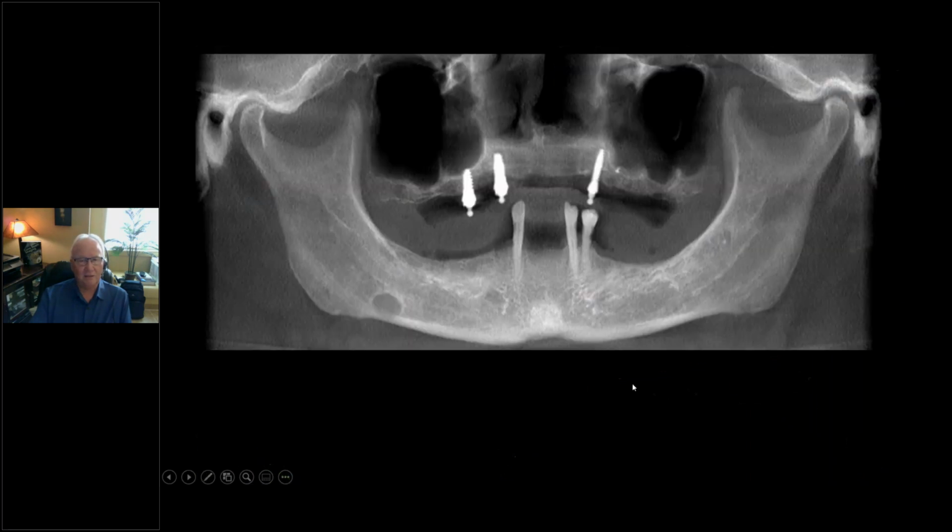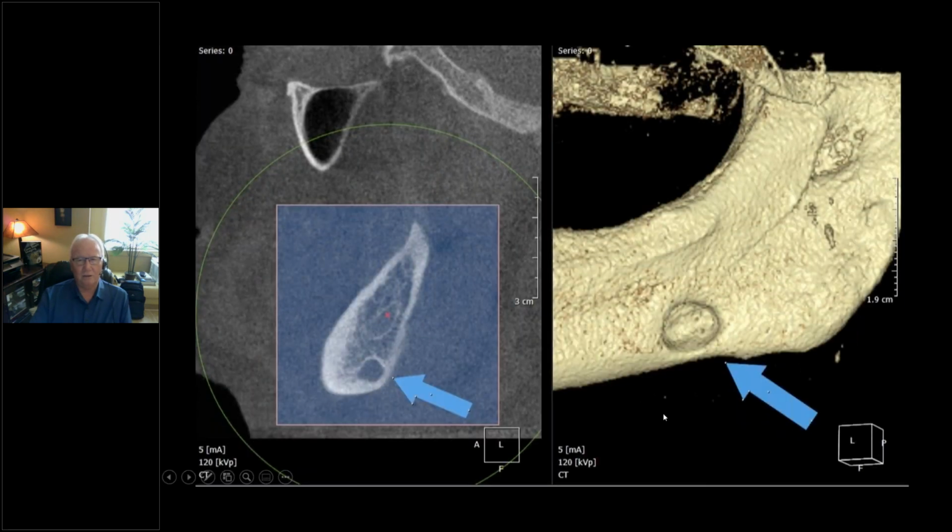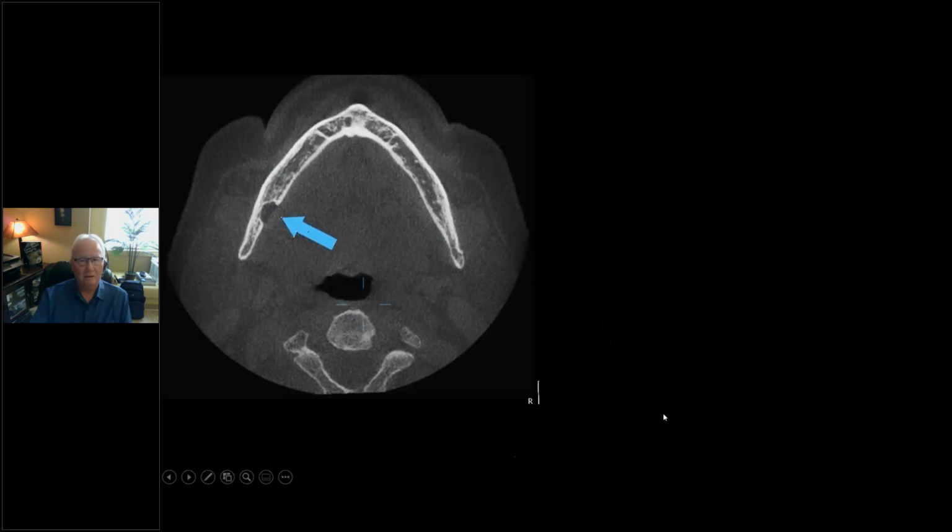But how easy is it? You scratch your head, come up with a differential, think about biopsy or sending for biopsy, and then you go, oh, wait a minute, I remember that Stafne defect or cyst, and you image it with two clicks. This is what it looked like in the axial plane of view.